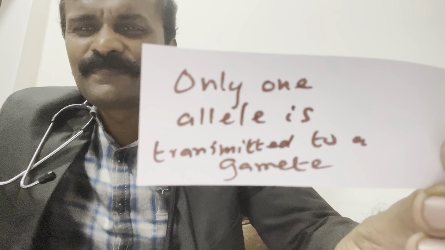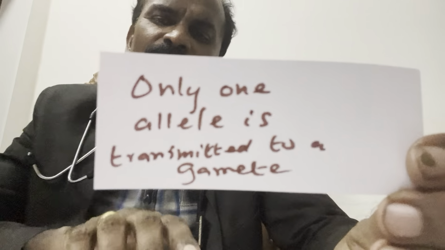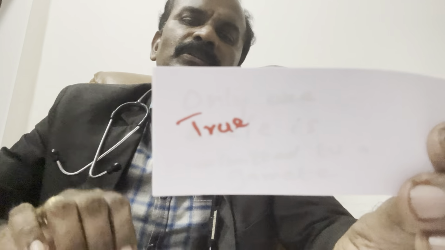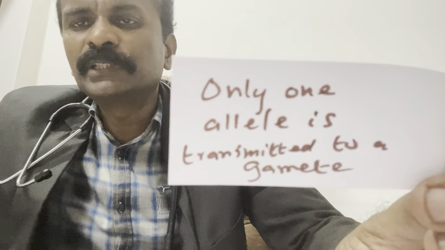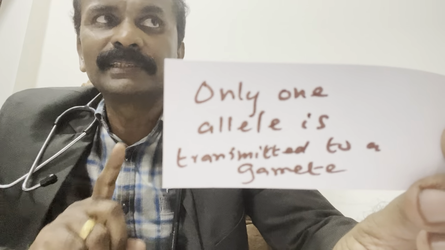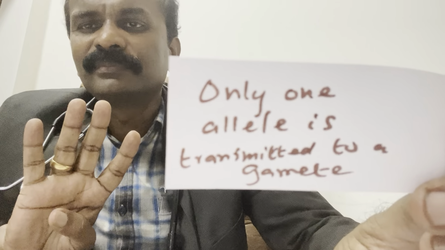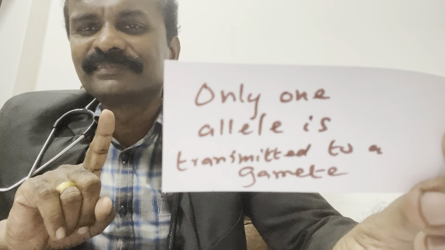Only one allele is transmitted to a gamete. True or false? It is a true statement. Only one allele is transmitted to a gamete. Be very careful while answering these questions. They will keep 4 and make you confused. Only one.